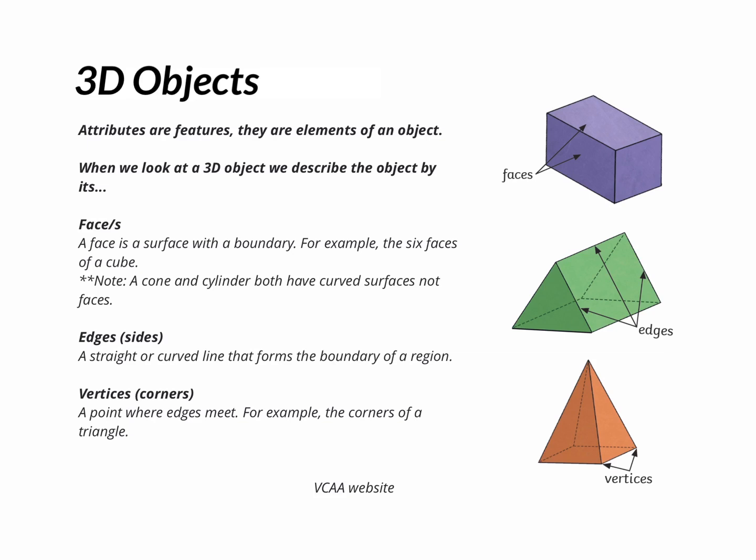For example, a cube has 6 faces. Edges are sides, a straight or curved line that forms the boundary of a region. A vertex, also known as a corner, is a point where edges meet, for example, the corners of a triangle. In summary, we describe 3D objects based on their attributes. The 3 attributes of 3D objects are faces, edges, and vertices.